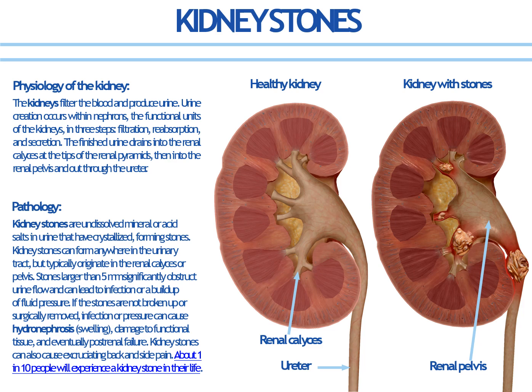In terms of the pathology, kidney stones are undissolved mineral or acid salts in urine that have crystallized, forming stones. Kidney stones can form anywhere in the urinary tract, but typically originate in the renal calyces or pelvis. Stones larger than 5 milligrams significantly obstruct urine flow and can lead to infection or a buildup of fluid pressure.